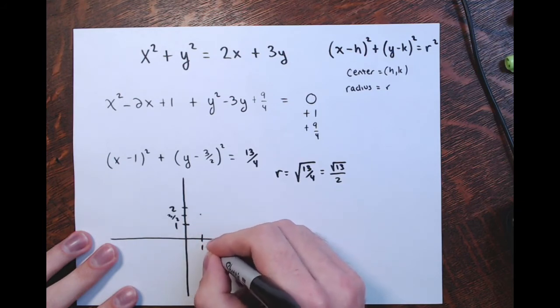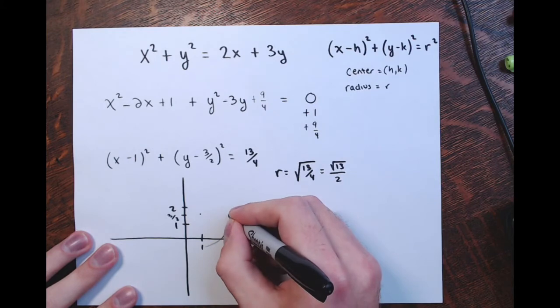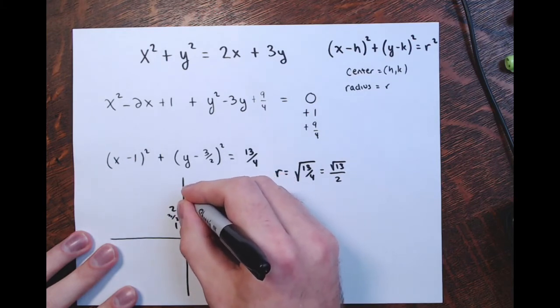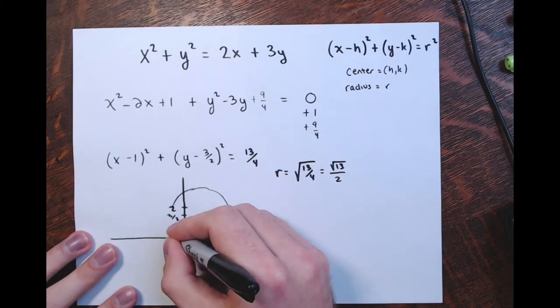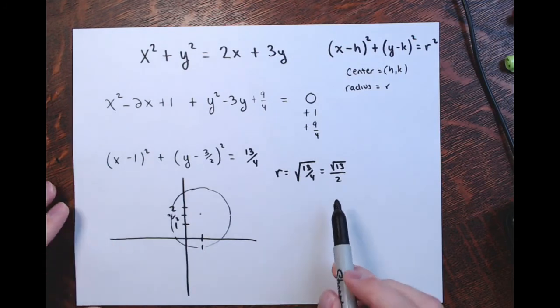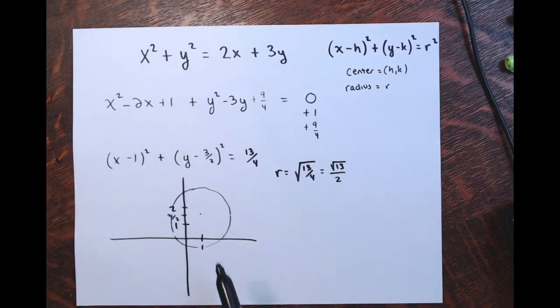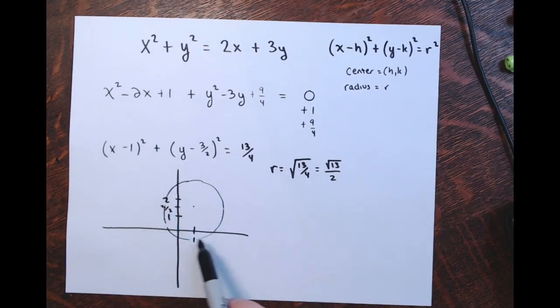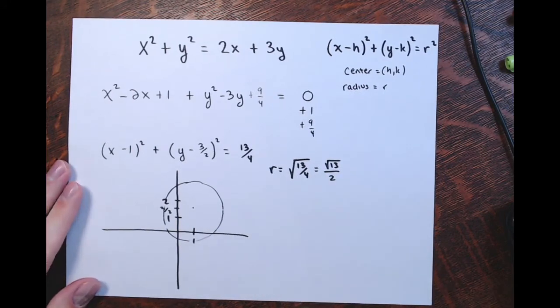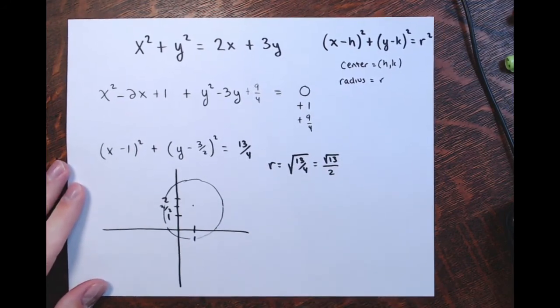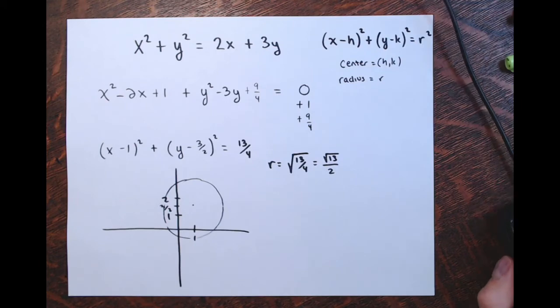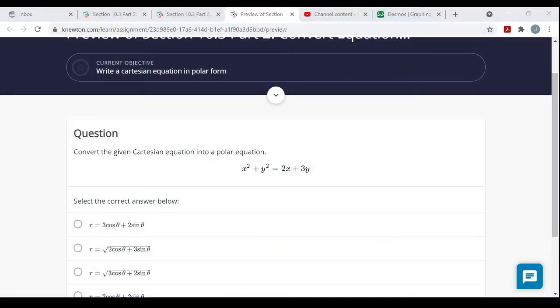So something like this, a circle with a radius. I'm not drawing perfect pictures here, but we're going to picture it like this. Its center is in the first quadrant, and the radius is the square root of 13 over 2. And I'll show you a much better picture on a website. I may have shown you this before, I don't recall.